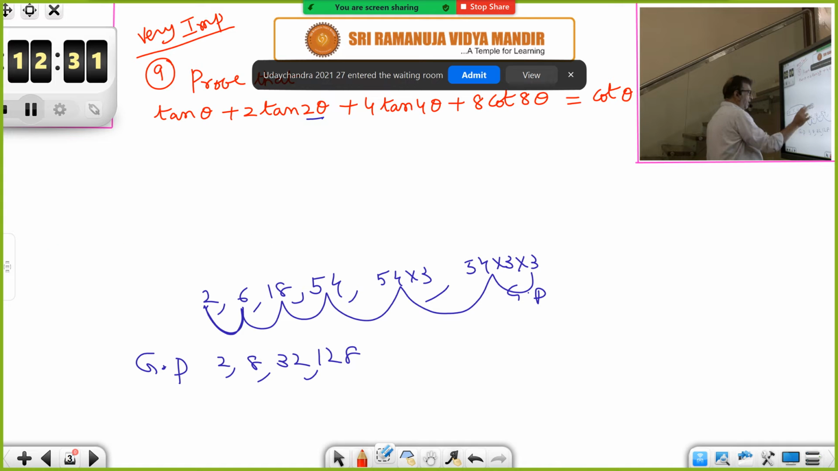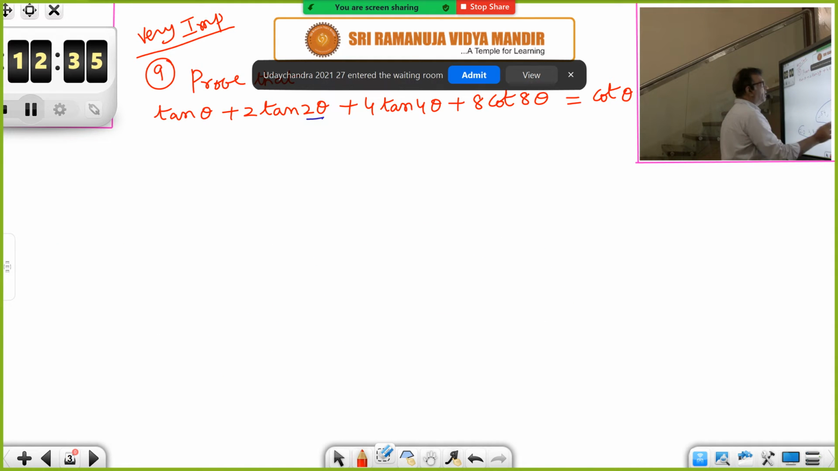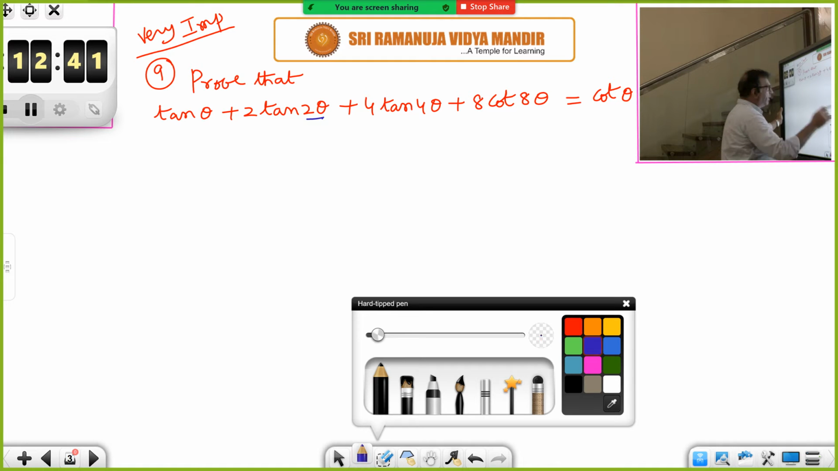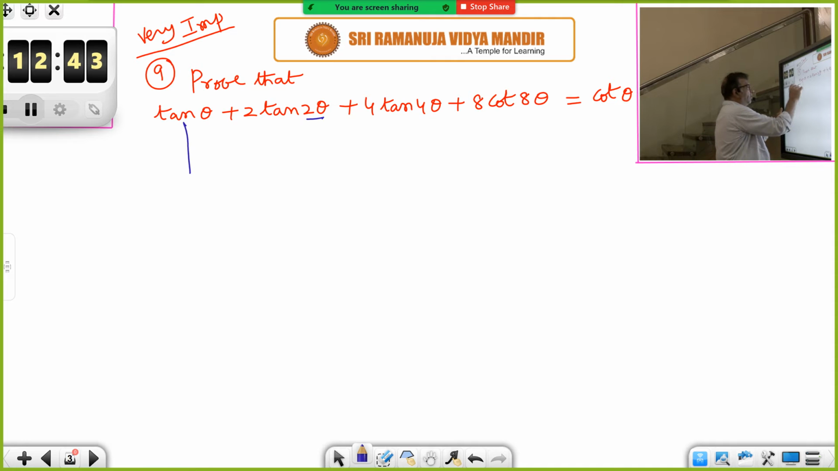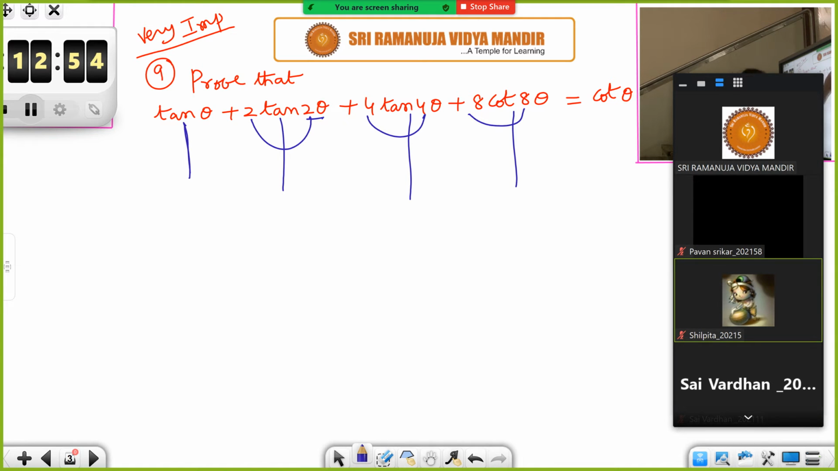And one more observation is, what is one more observation on the left hand side? First two terms, see, all tan. But last one cot. So 2 theta 2, 4 theta 4, 8 theta 8. So answer is cot theta. So I'll explain here. Just 1 minute.